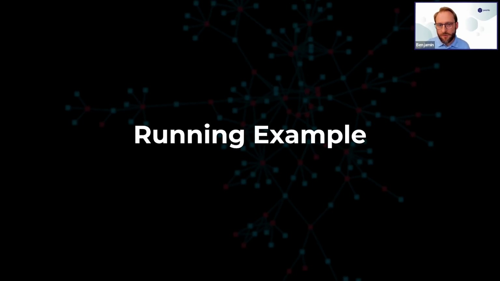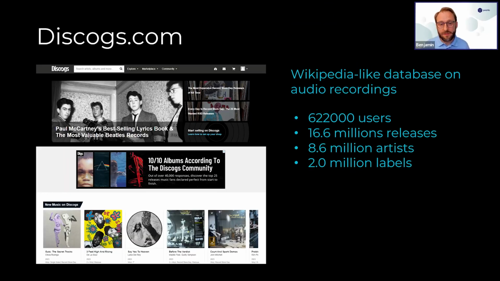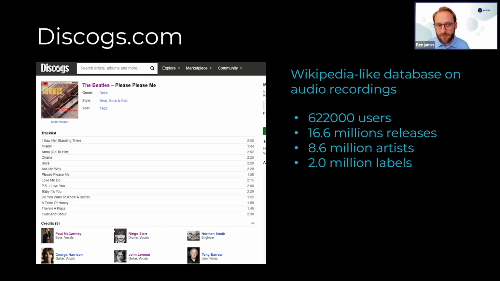As done in the previous episodes, I would like to do this using a running example, which we derived from Discogs.com. This is a Wikipedia-like database on audio recording. So this is basically maintained by thousands of users and contains millions of entries about releases and also about artists and labels. So if you go to the site, what you can do is you can explore the database basically by clicking on links and reading the entries.